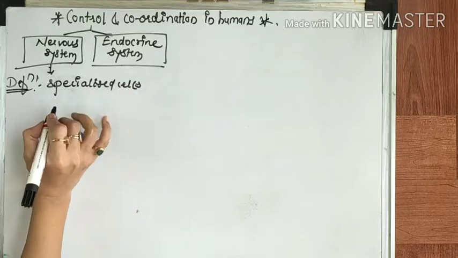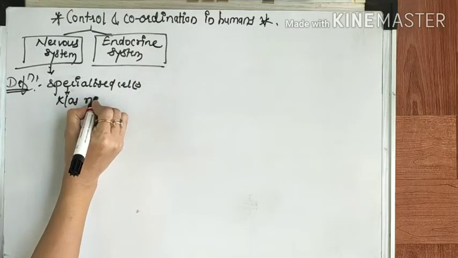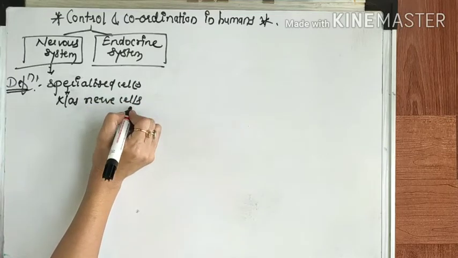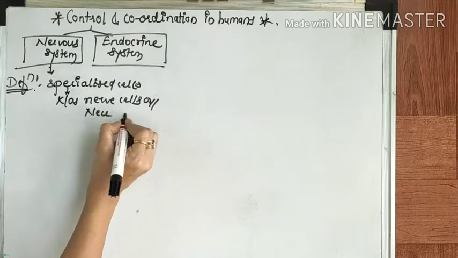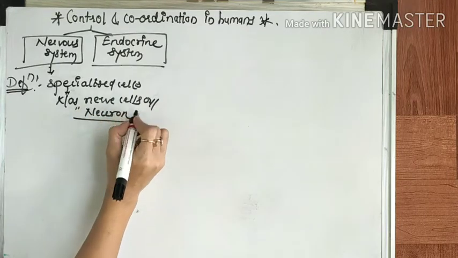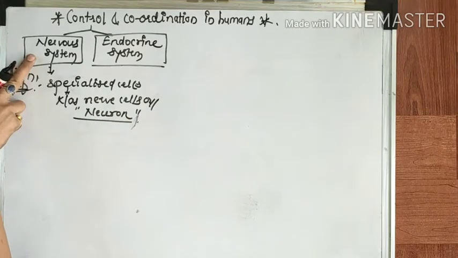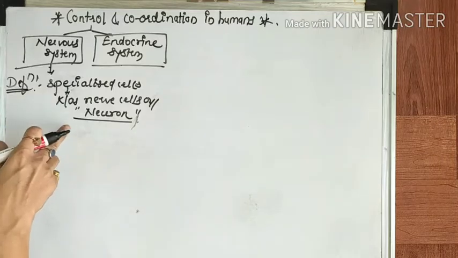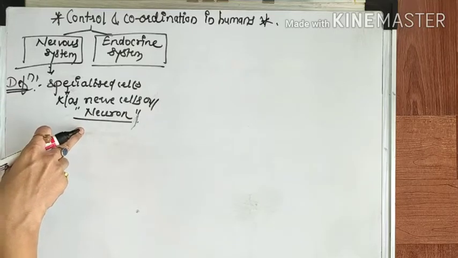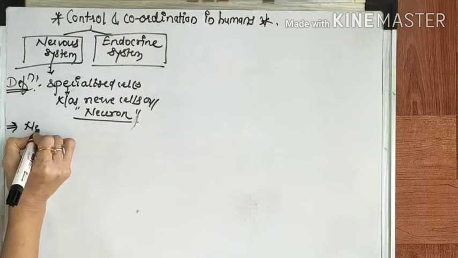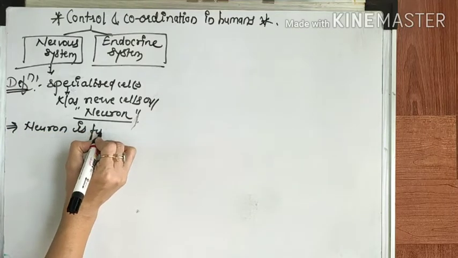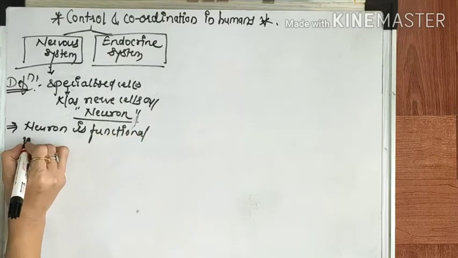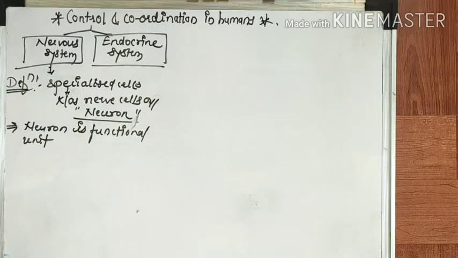Those cells are known as nerve cells, or also known as neurons, right? So how can you define the nervous system? The nervous system is composed of specialized cells called nerve cells or neurons. And these nerve cells, neurons, you can see, are the functional unit of the nervous system. Okay, then we will see what the functions of the nervous system are.